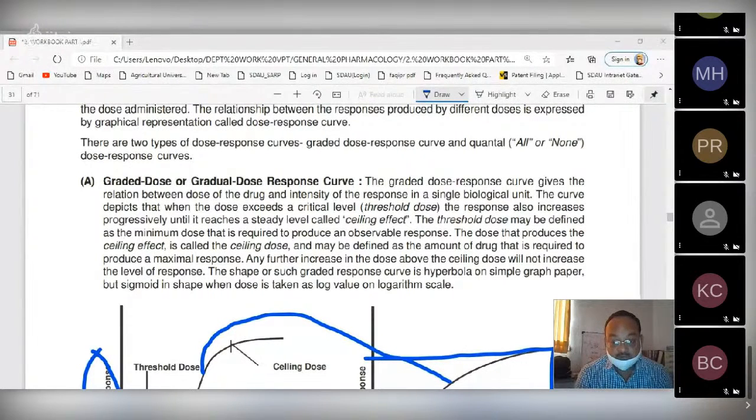Now, threshold dose may be defined as the minimum dose that is required to produce an observable response. We have already discussed it with the help of the graph paper. Say, for example, if you give paracetamol to a particular animal starting from 0 milligram, 0.1 milligram, 1 milligram, 10 milligram, 20 milligram, it is the minimum dose at which you are able to observe the therapeutic effect of that particular drug. So that is known as threshold dose.